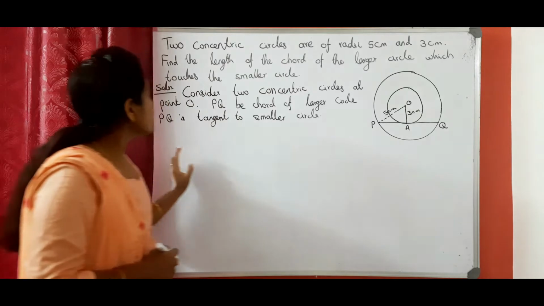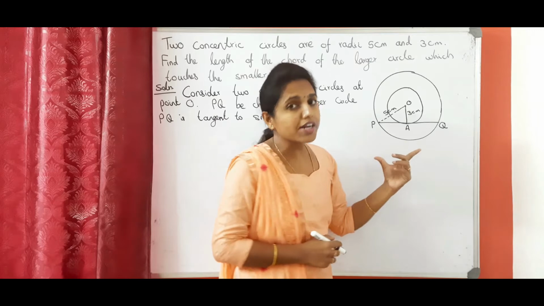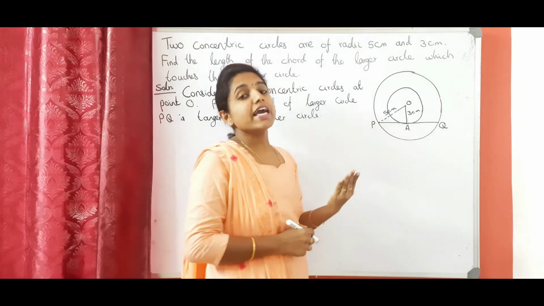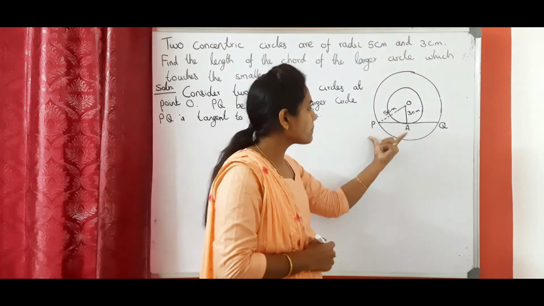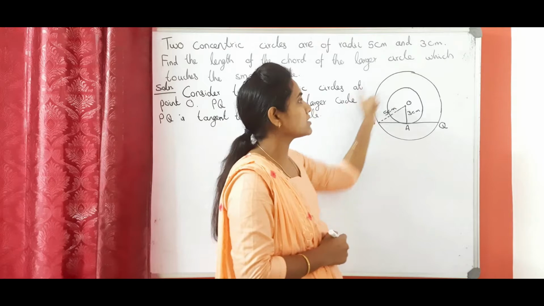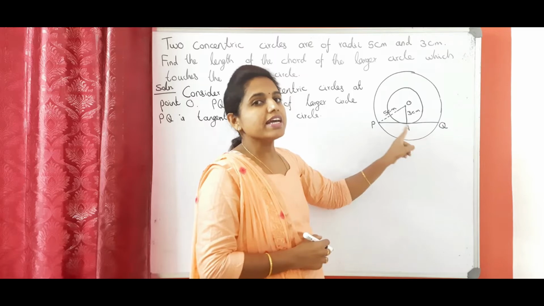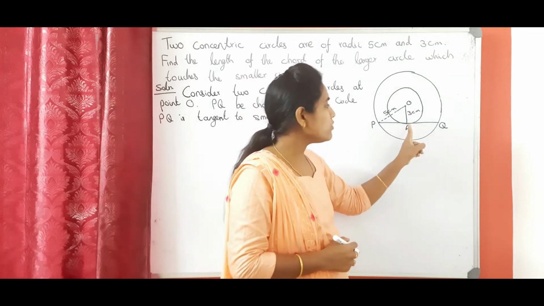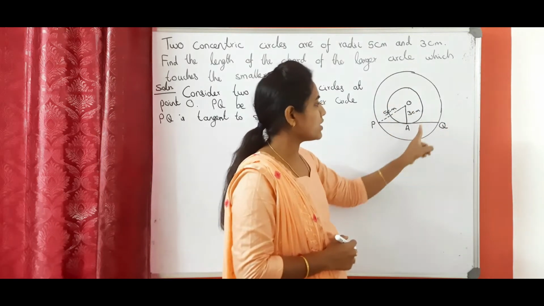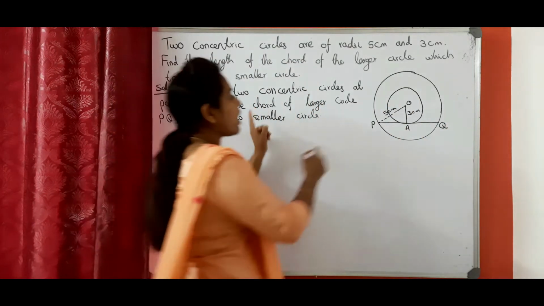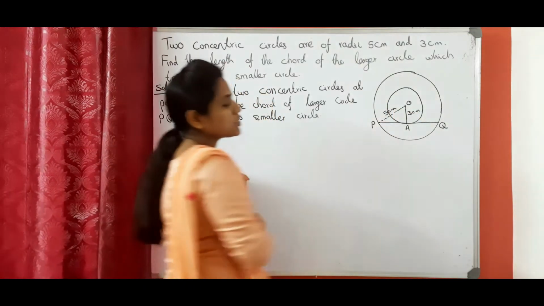And we have to find the length of the chord of the larger circle. Chord means a line segment touching the circle at two points, P and Q. Therefore, PQ is the chord of the larger circle. But PQ is the tangent of the smaller circle. Tangent means a line intersects a circle at only one point. Therefore, PQ is the tangent of the smaller circle and PQ is the chord of the larger circle.